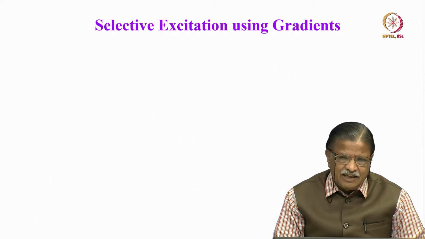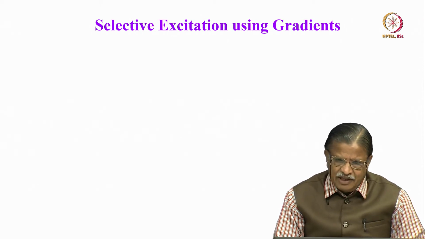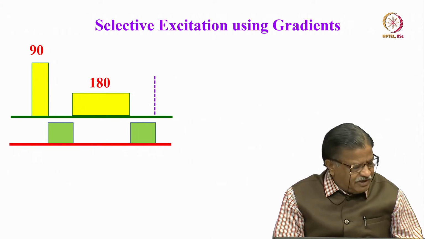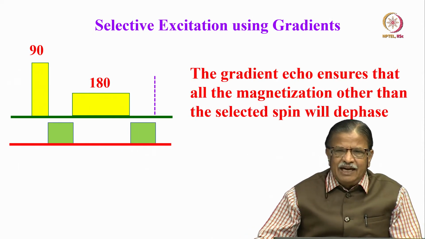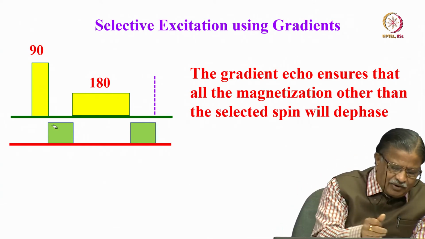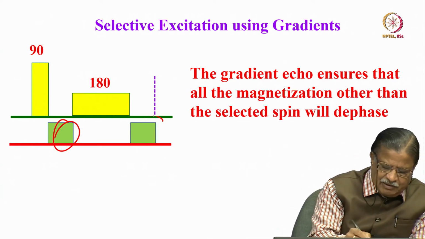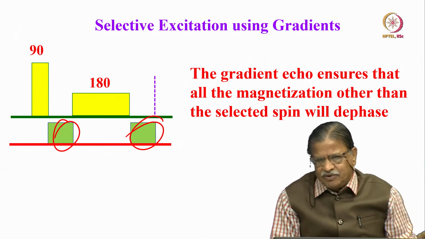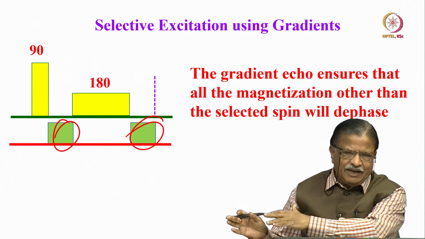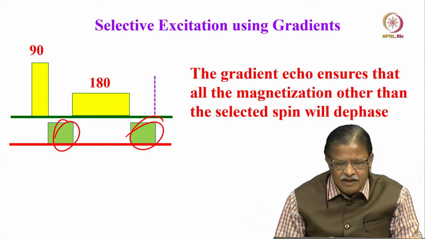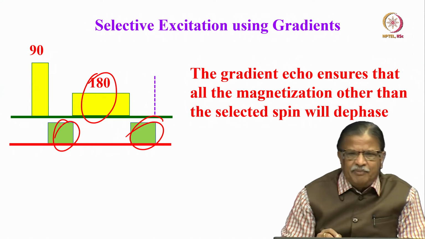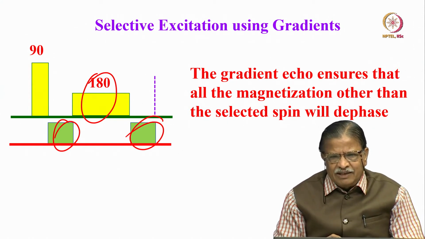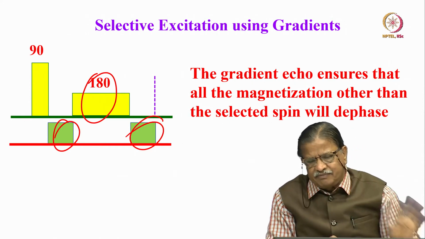These are another one or two applications of gradients that you must understand. This is a pulse which is going to be applied. The gradient echo is called a gradient echo. Whatever gradient is applied here, an equal gradient you are going to apply on the opposite side. It is like a 90, 180, 90 echo sequence, with a 180 pulse coming in between. The gradient echo always ensures that all the magnetization other than the selected spin will dephase.